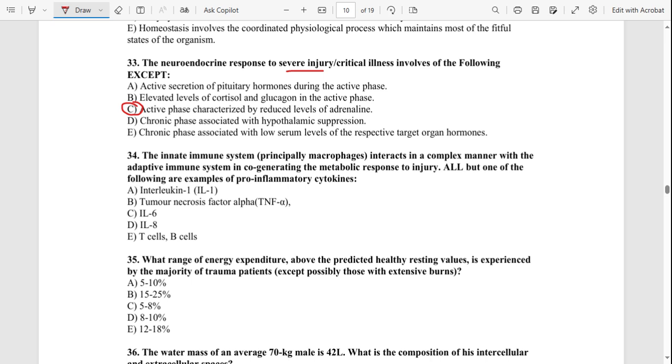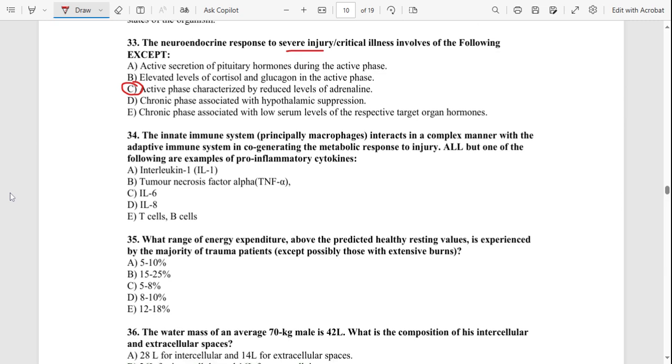The pro-inflammatory cytokines, what happens in inflammation? Interleukin 1, 6, 8, and tumor necrosis factor alpha will be produced. T cells and B cells are really not cytokines.